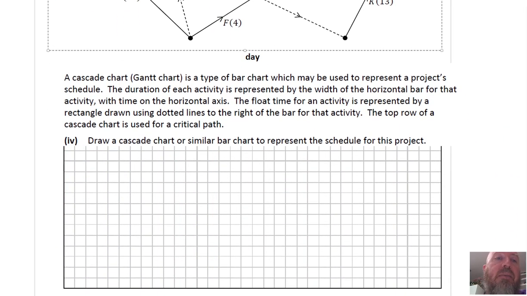A cascade chart is a type of bar chart which may be used to represent a project schedule. The duration of each activity is represented by the width of a horizontal bar for that activity, with time on the horizontal axis. The float time for an activity is represented by a rectangle drawn using dotted lines to the right of the bar for that activity. The top row of the cascade chart is used for a critical path.